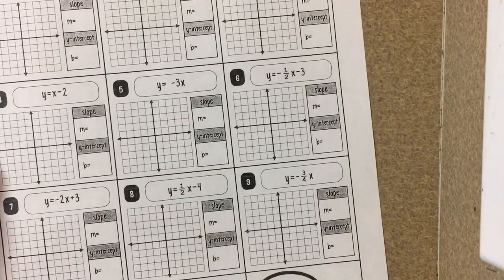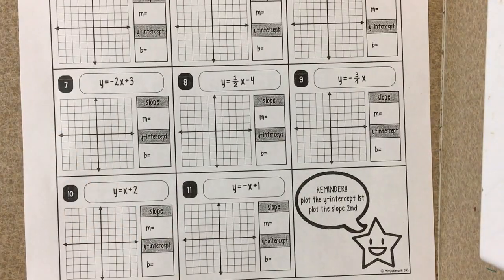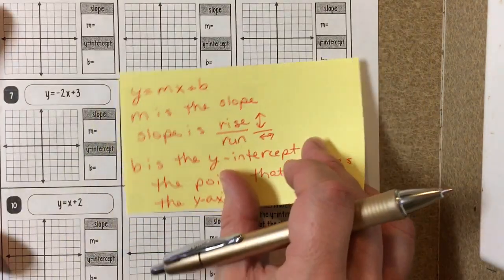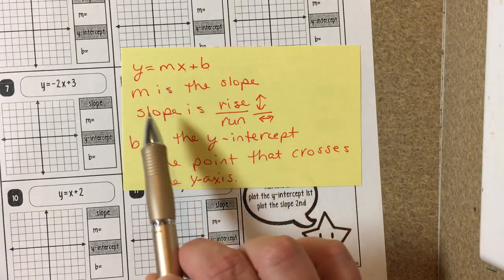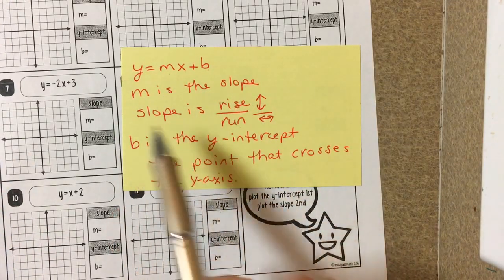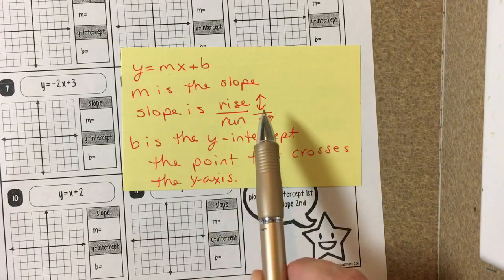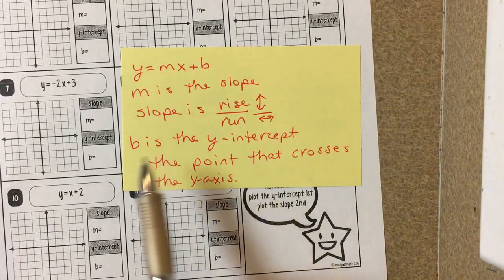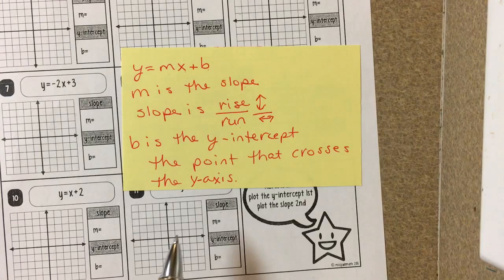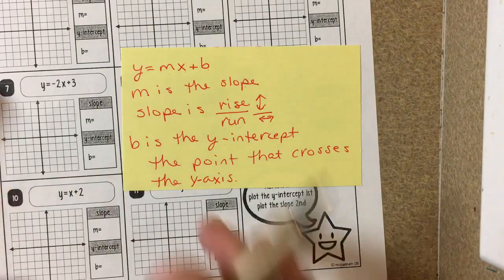Okay, on the other side, we're going to look at question 7 here. And on this side, we're going to be using what we know about slope and y-intercept. So my equations are written as y is equal to mx plus b. M is the slope, and slope is the rise over the run. So that means how many up or down over how many left or right. Okay, and the b is the y-intercept, and that's the point that crosses the y-axis. So I'm going to use this information to graph this line.